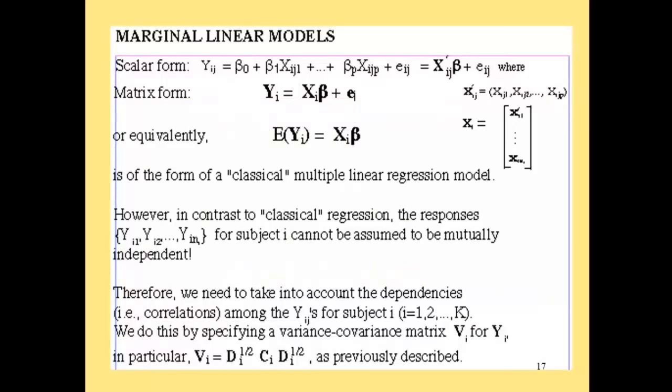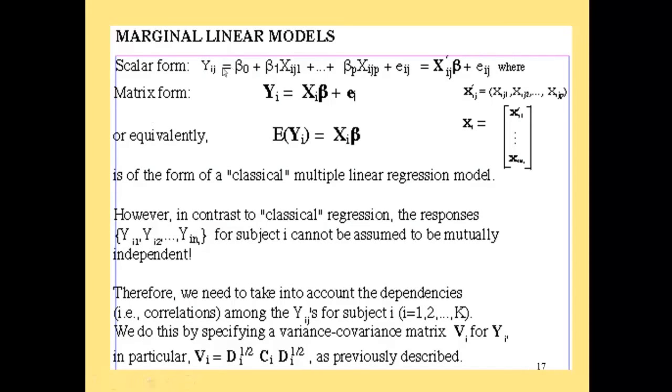So, slide 17. Here's the marginal model written again in scalar form and in matrix form. Notice that you can also write the expected value version of the matrix form of the model. And there, the matrix of error terms just drops out, just like always, with an expected value model.